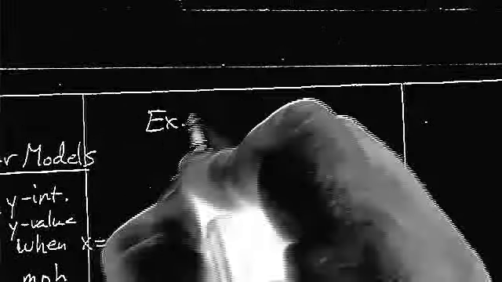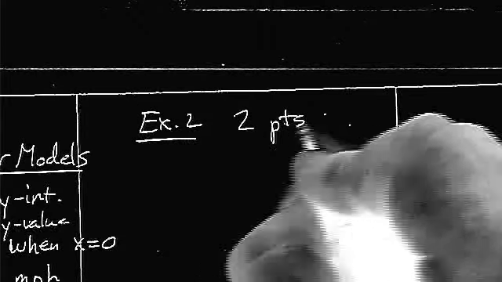Now there's another type of situation. Example 2 brings up a completely different type of situation where instead of giving me a slope and the y-intercept, they might give me 2 points.